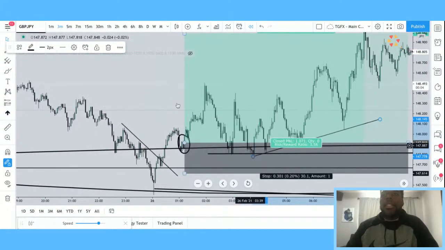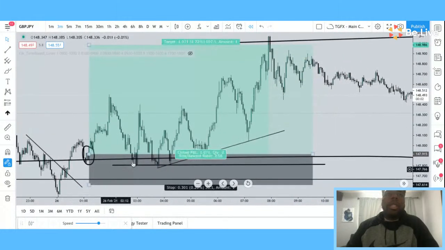But as you can see, we were only in drawdown for a couple minutes at a time. These are 3-minute candles, so this was no more than about 15 minutes. This might have been 20 to 30. This was like 6, and so on.